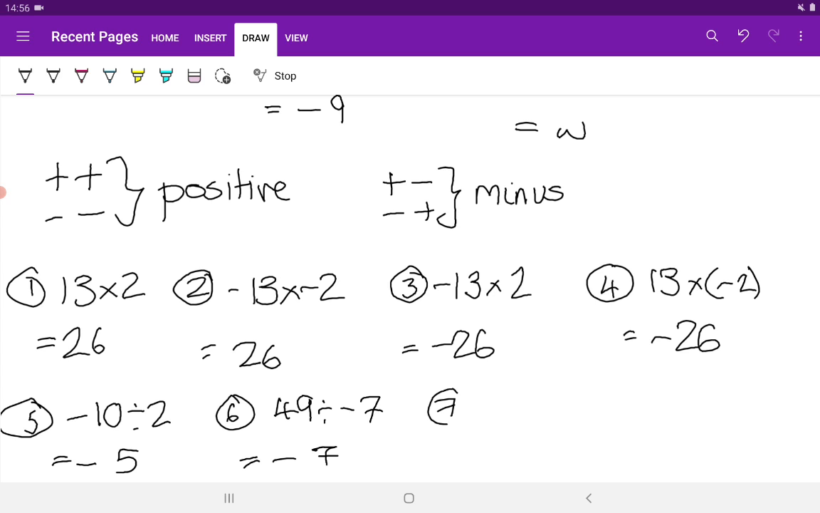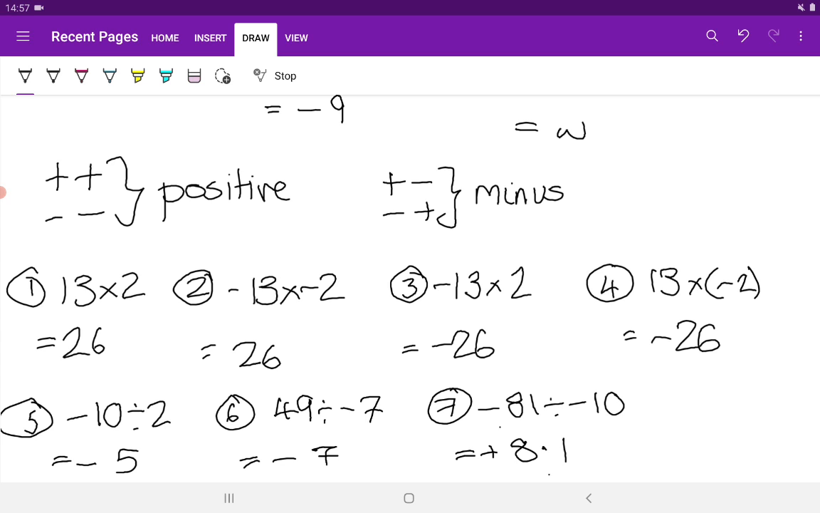If we've got negative 81 divided by negative 10, then we've got a negative divided by a negative, so the answer is going to be positive, and 81 divided by 10 would give us 8.1. So just a little reminder of that as well.